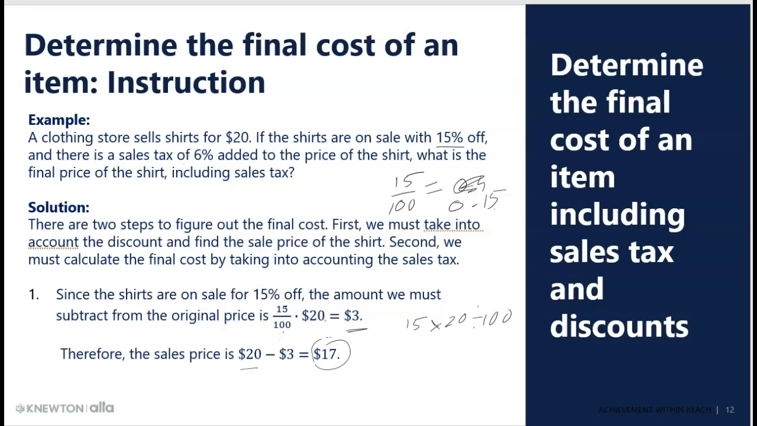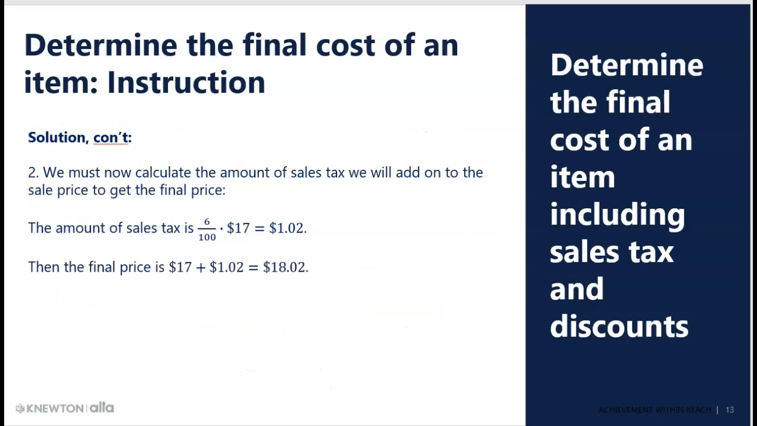Now you have to add 6% sales tax. You add it to this price. You don't add the 6% to the $20. You find 6% of 17, which will give you $1.02 here, 6 over 100 times 17. So now your price of your shirt is $18.02. Okay, so the sales tax is on the new amount. It's not 6% on $20. It's 6% on 17.